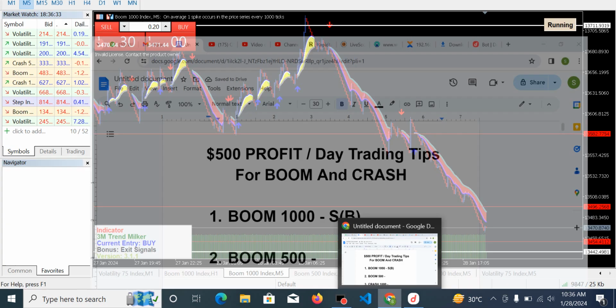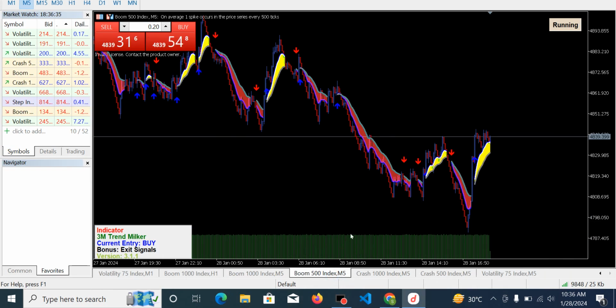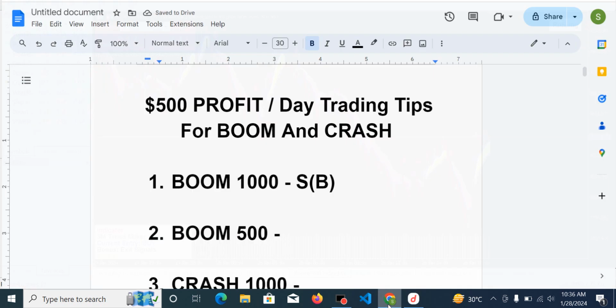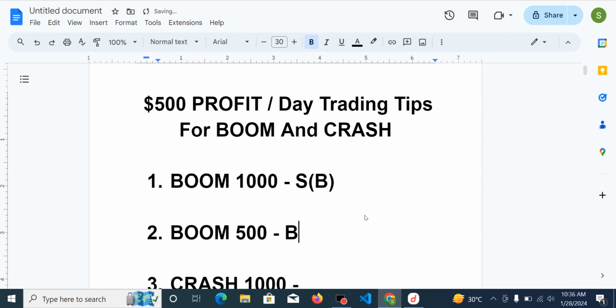Okay, so the next asset is going to be Boom 500. Let's check it out right away. This is Boom 500. It started a downtrend right from here, and it got to this support zone, and right from here it has started buying. So this is going to be giving us more of a buying opportunity than a selling opportunity.